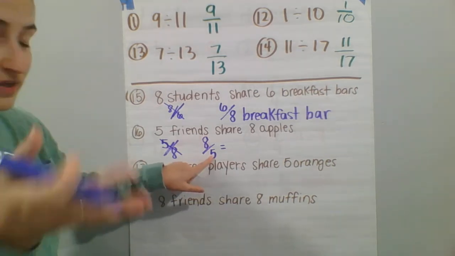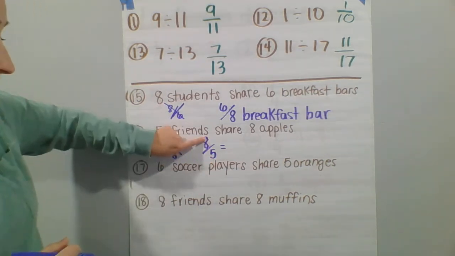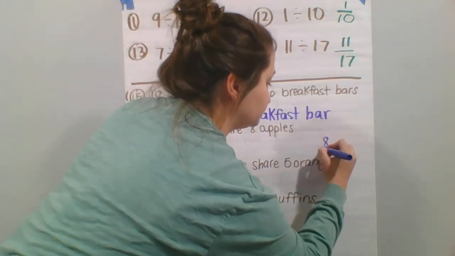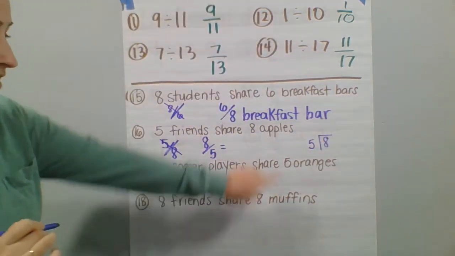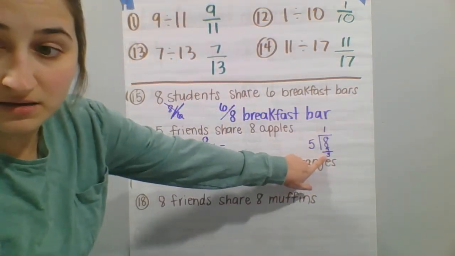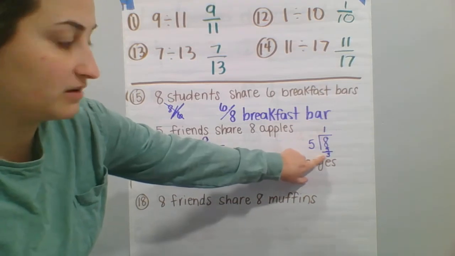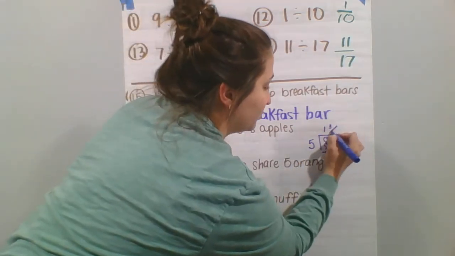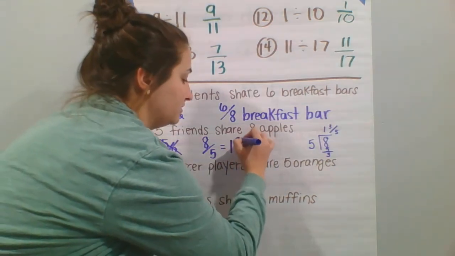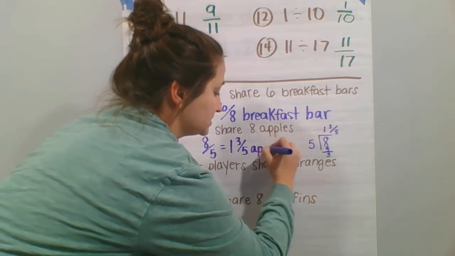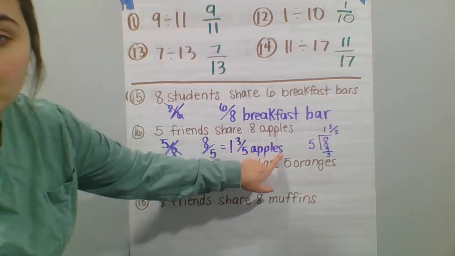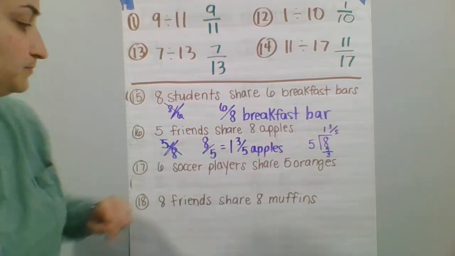How we do that, we talked about this previously, we're going to take our top number and divide it by our bottom number. So we're going to take 8 and divide it by 5. 5 goes into 8 one time. I'm left over with 3. 3 becomes my fraction. It's not 1 remainder 3. It's 3 as my numerator, 5 as my denominator. So actually, each friend gets 1 3/5 apples. And this one's a little bit different because 1 3/5 is more than 1, so we can make that a plural. We can say they're getting 1 3/5 apples.